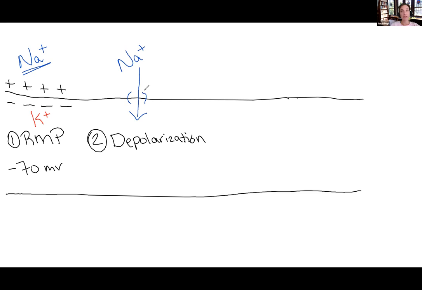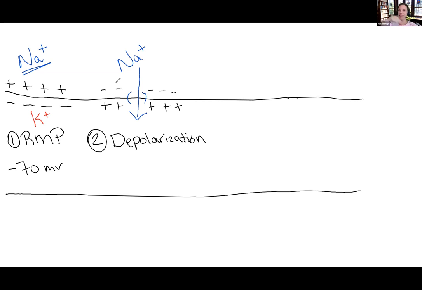Sodium has positive charge. So that is going to make the inside now become more positive, and the outside becomes more negative. Notice what we just did. If you just look at this drawing and you look at charges, look what we've done to those charges. We've just flopped our charges.